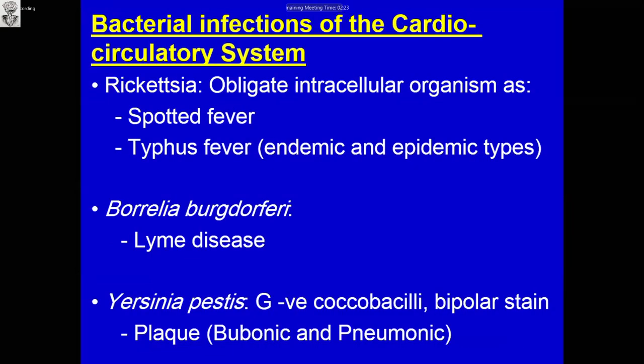Bacterial infections of the cardiocirculatory system. There are rare bacteria which can also cause diseases in the cardiocirculatory system. In addition to what we discussed, Rickettsia, which are obligate intracellular organisms, can cause spotted fever, previously called Rocky Mountain fever. Also typhus, not typhoid, endemic or epidemic.